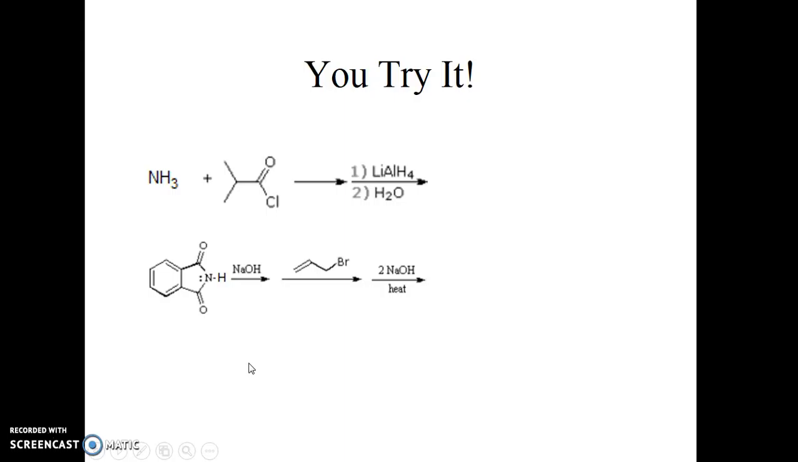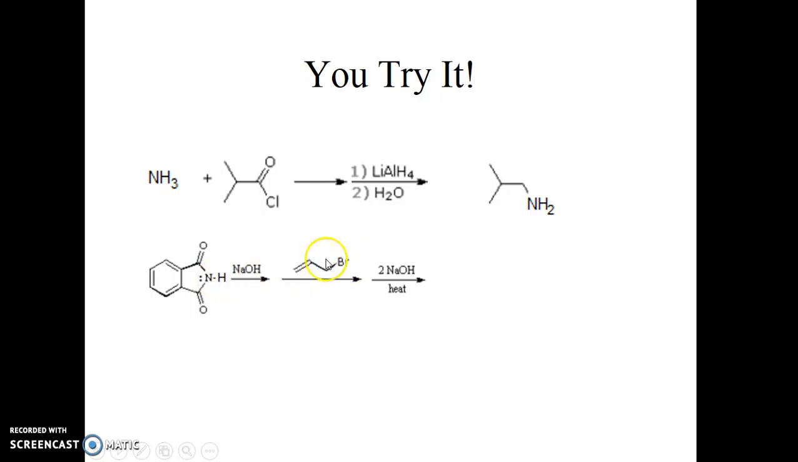What's the outcome of these two reactions? Again, on the top, we form the amide, which is then reduced to an amine, so we end up getting this primary amine. In the bottom reaction, we have phthalimide, and it's being treated with sodium hydroxide to deprotonate it and make it into a nucleophile.